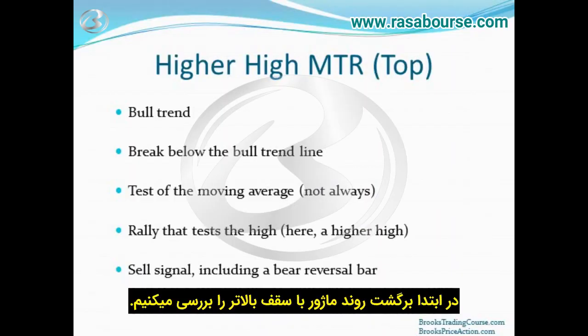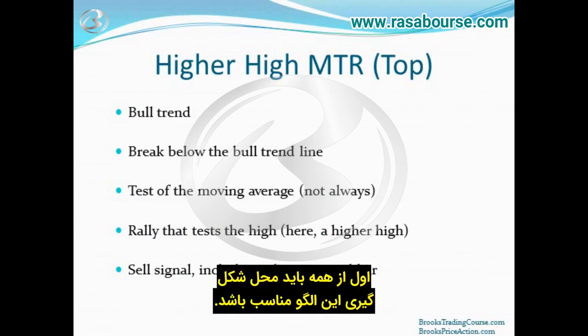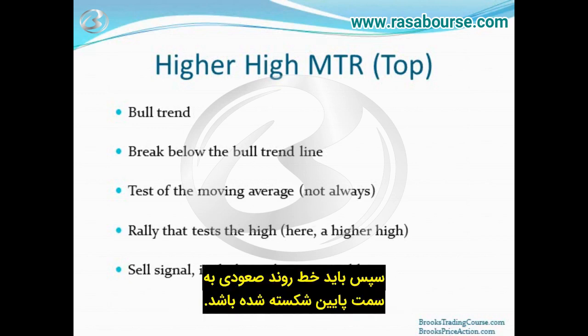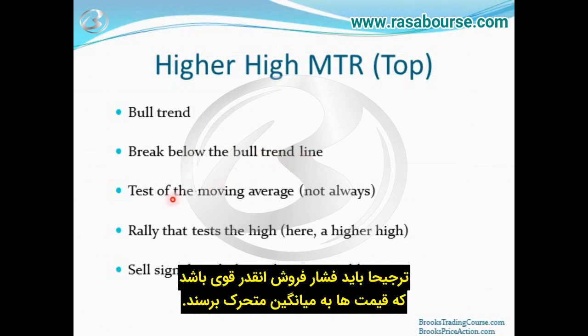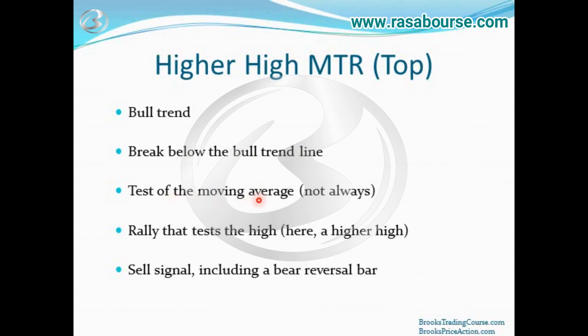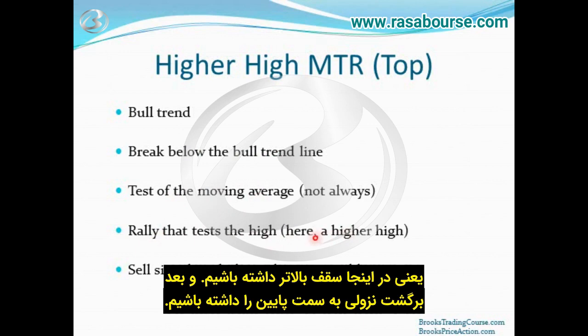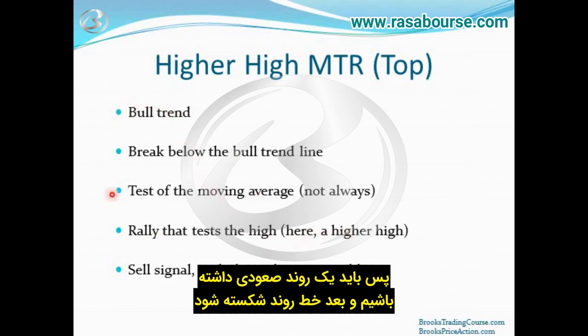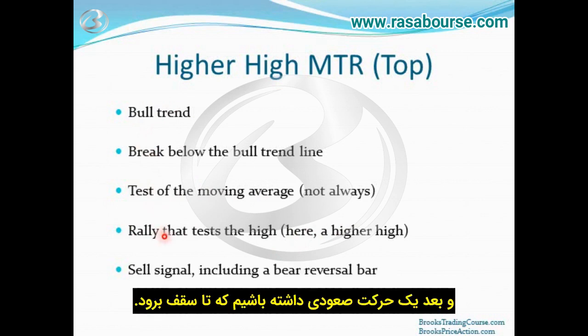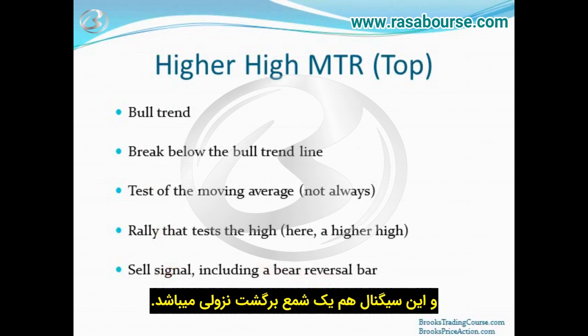Let me first begin with a higher high major trend reversal. First, you need proper context. You need a bull trend, and then next you need a break below the bull trend line. Preferably you want enough selling pressure to reach the moving average. Finally, you want a rally that goes up to the high, here a higher high, and then a reversal down. So the context is the bull trend, the trend line break, and then the rally to the high. And the signal, which completes the setup, is a bear reversal bar.